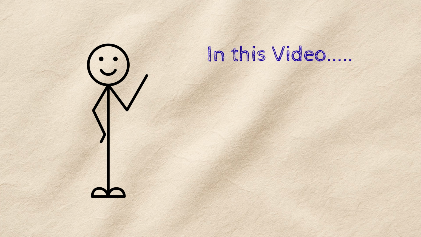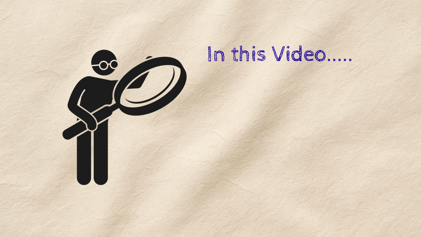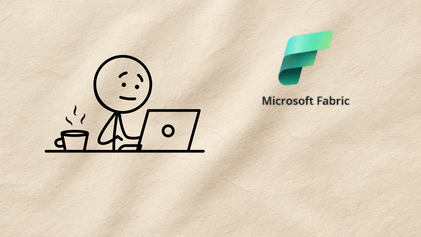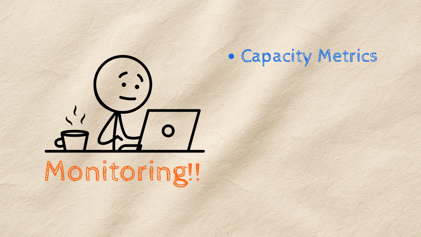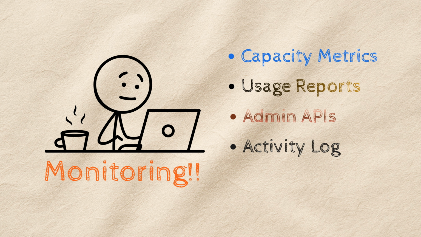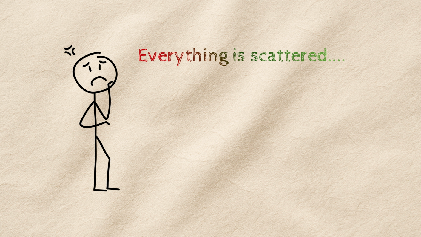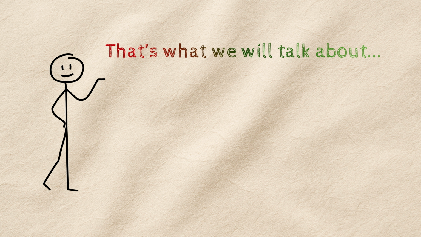In this video, we're going to explore how you can get better visibility into what's happening inside your Microsoft Fabric environment. If you've worked with Fabric or even Power BI, you've probably noticed that monitoring is spread across multiple places. You have capacity metrics, usage reports, admin APIs, activity logs, and sometimes even external tools, but nothing that really gives you a complete, unified picture in one place. And that's exactly what we're going to address today.